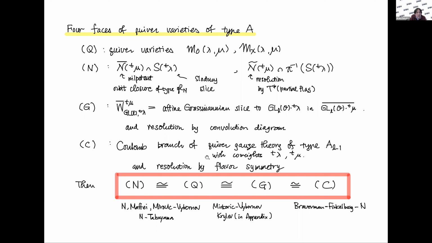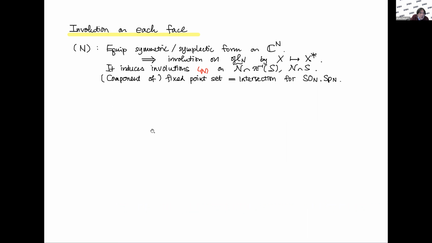Any question or comment? Is it okay? Okay, then I'd like to consider an involution on each space. Each space of type A has a natural involution. So first I consider the capital N case, which is the intersection of a nilpotent orbit and a Slodowy slice. Then we equip the vector space with a symmetric or symplectic form. In order to have a symplectic form, I must assume N to be even, of course. Then I have an involution on GL_N, the rearrangement of X maps to its adjoint. Then this operation naturally induces an involution on those intersections or their symplectic resolution.